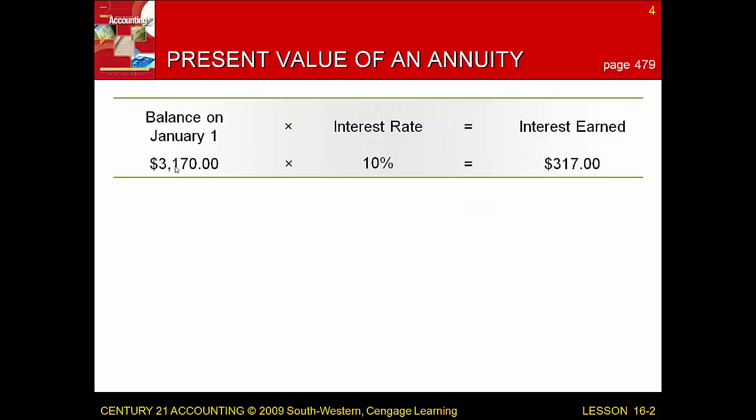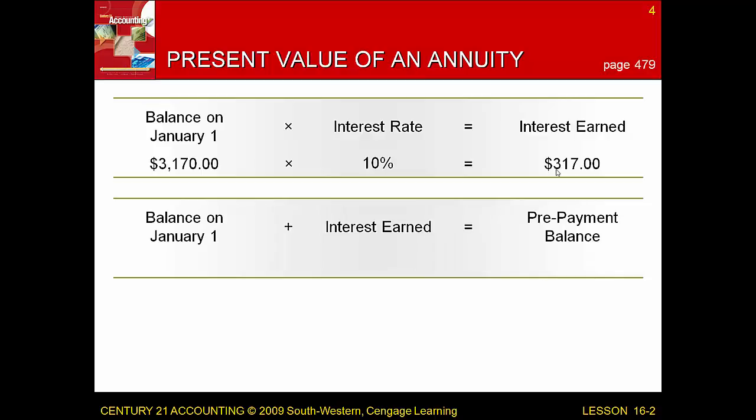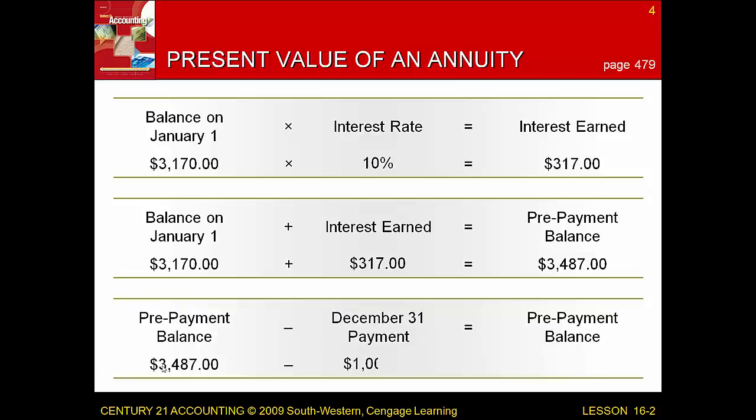Balance on January 1st, 3,170. I'll talk about how we got this number in a little bit. We're going to do that times 10% because that's what they said our interest rate is going to be. So we're going to take 3,170 times 10%, which gives us interest of $317. Now I take my balance on January 1st plus my interest, which gives me my pre-payment balance of $3,487. Then I take $3,487 minus my December 31st payment, and that gives me my balance for the next year of $2,487. Did that blow your mind?